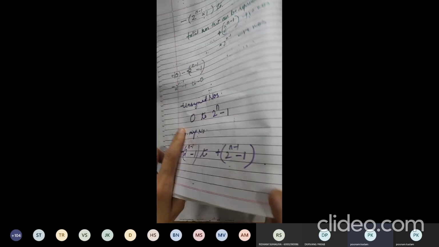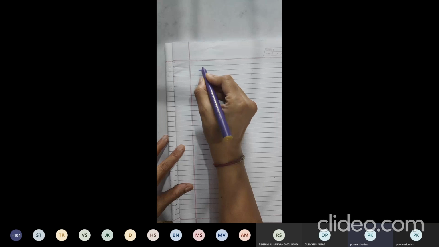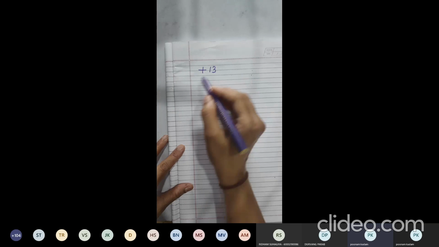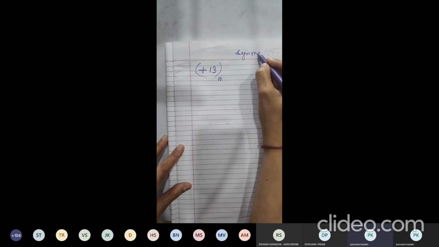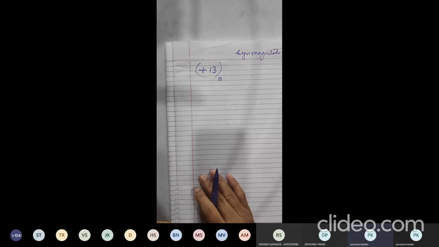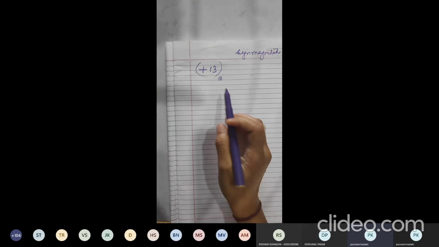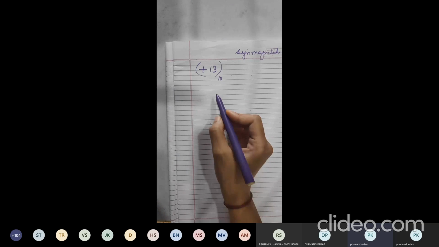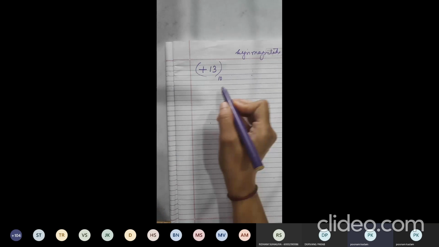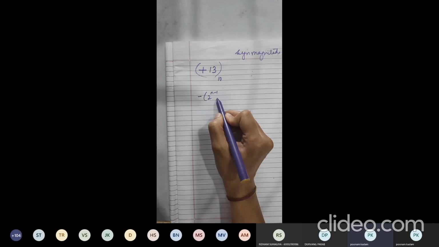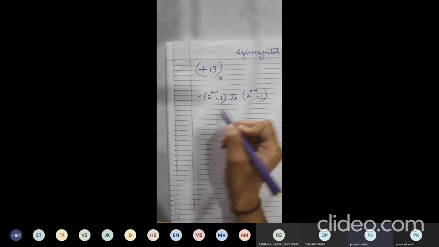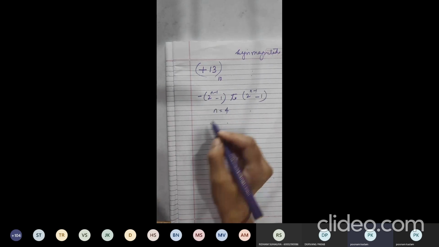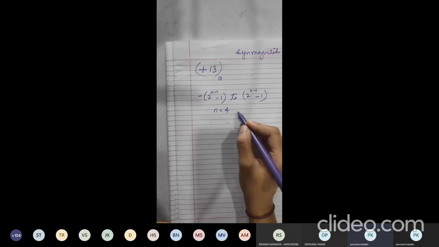Let's say we want to represent the number plus 13 in sign magnitude form. So how will you decide how many bits to use to represent number 13? We know that with sign magnitude form, the range is minus 2 raised to n minus 1 minus 1 to 2 raised to n minus 1 minus 1. So if I take n equal to 4, what range of numbers can be represented with 4 bits?